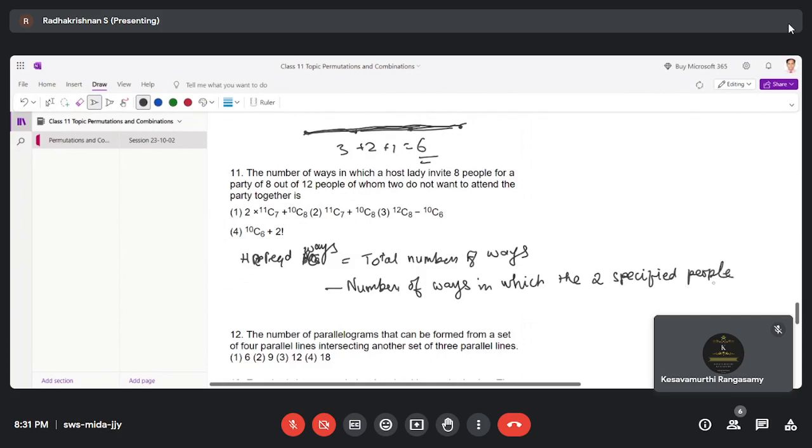அவங்க ரெண்டு பேருமே இருக்கிற மாதிரி எவ்வளவு காம்பினேஷன் இருக்கு அப்படின்னு பார்க்கணும். The 2 specified people are included. So total number of ways நம்ம கவுண்ட் பண்ணிக்கணும் ஃபர்ஸ்ட். ஸோ அதில் இந்த 2 பேருமே இருக்கிற காம்பினேஷன்ஸ் எவ்வளவு அப்படின்னு கவுண்ட் பண்ணணும். அதை நம்ம எலிமினேட் பண்ணிட்டா we will get the remaining number of ways in which these 2 specific people will not come together. So first let's see the total number of ways of inviting 8 people out of 12 is 12C8.